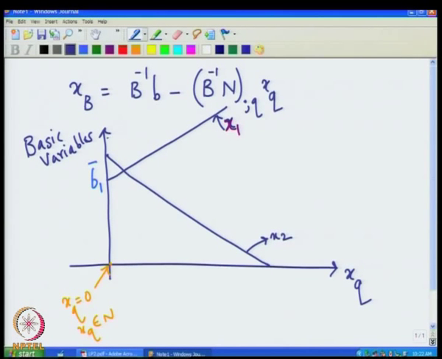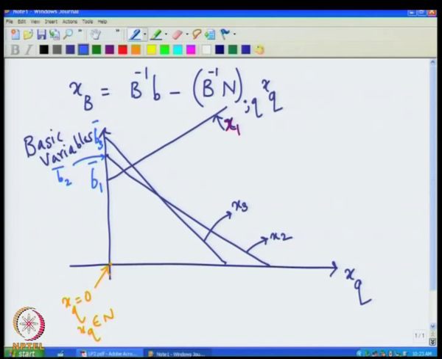Now, there could be a situation where, suppose that this corresponds to the variable x3. Now, x3 behaves in a similar way to x2, in the sense that as xq increases, the variable x3 decreases. So, this is b3 bar and this value is b2 bar. So, you will see that as xq is made a basic variable by increasing its value from 0 to some positive quantity, x1 increases and both x2 and x3 decrease. And both become 0 at a certain value of xq. So, for example, x3 becomes 0 when xq achieves this value.